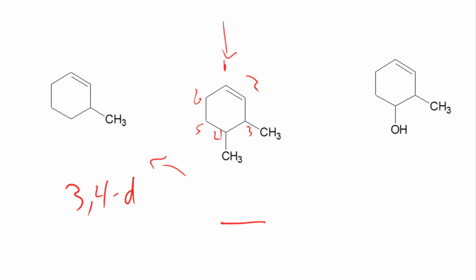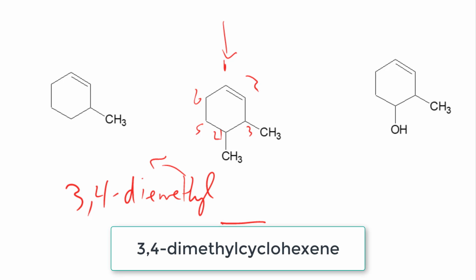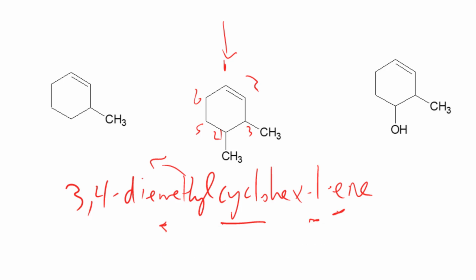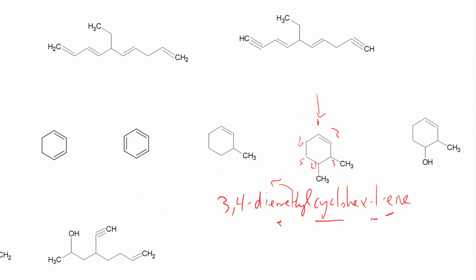3,4-dimethylcyclohexene. I'll put the 1 in. Again, not completely necessary because the hexene is higher priority than the methyl groups, but I tend to like to put that in there because then it's unambiguous and I don't have to guess what position it's at.